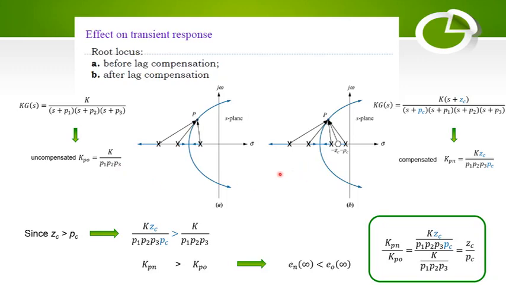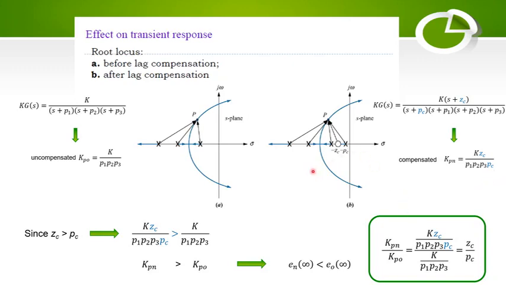Okay, now if we add a lag compensator to the system, as shown here, we have an additional pole and zero denoted as PC and ZC. This indicates that we have added a lag compensator to the system. So now the transfer function has an additional zero: k times s plus ZC over s plus PC times s plus P1 times s plus P2 times s plus P3. If you calculate the compensated static error constant Kp nu, you will have an additional term on the numerator, which is ZC, and another term PC on the denominator.